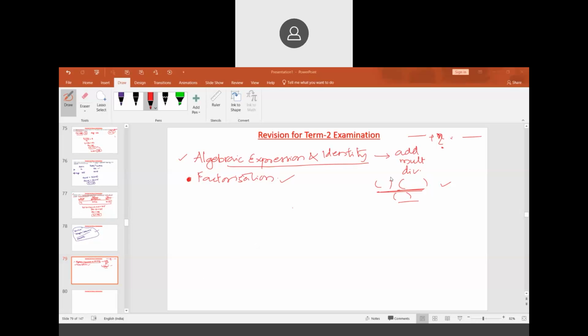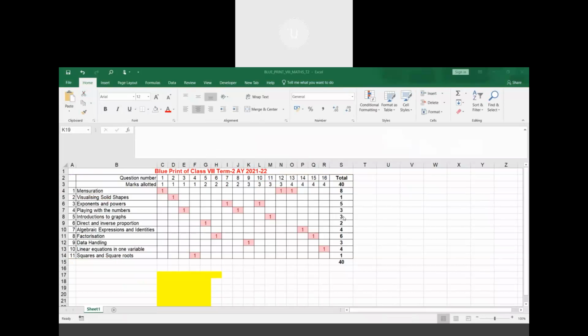Factorization has more concepts. Different types of concepts are there in factorization. Factorization is a little lengthier compared to algebraic expression. Are you able to see the screen now? Yes, sir. We can see the screen.